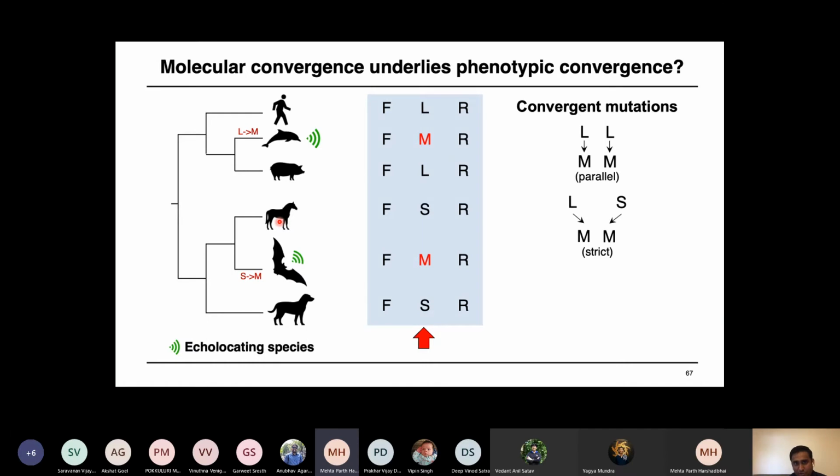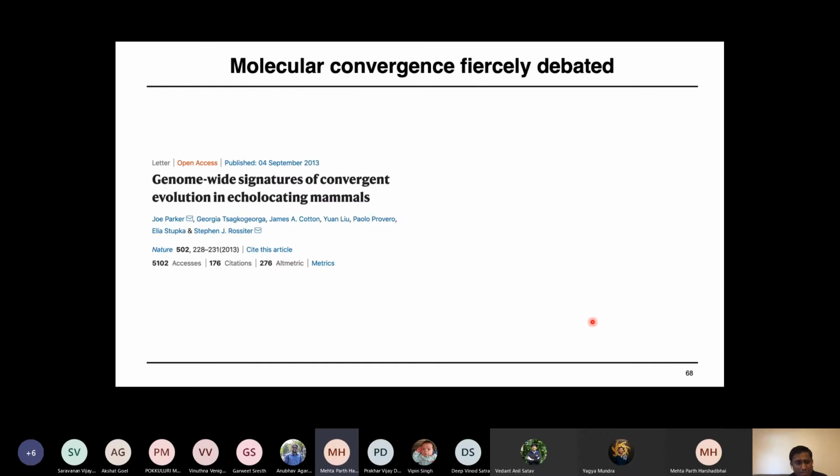And this is one example of convergent mutation. But another could be a strict convergent mutation. This was parallel, where in this case, different amino acids actually converge to a common amino acid, and that's also possible. And that's the opposite of divergent mutations, where you started with the same and diverged into two different mutations. So people have actually been arguing over this for a very long time, whether molecular convergence even exists.